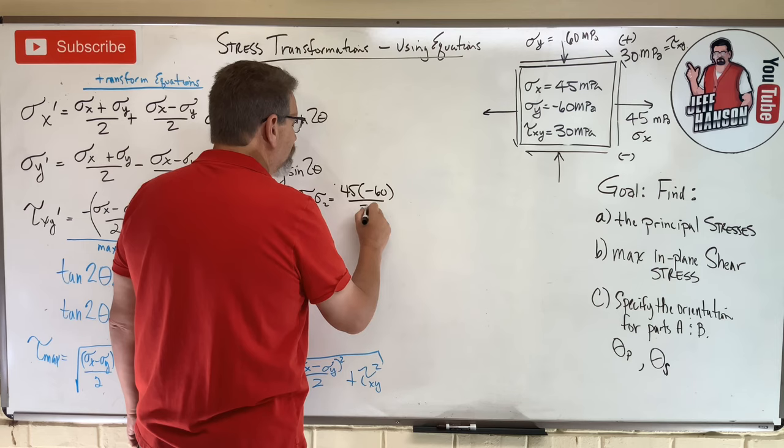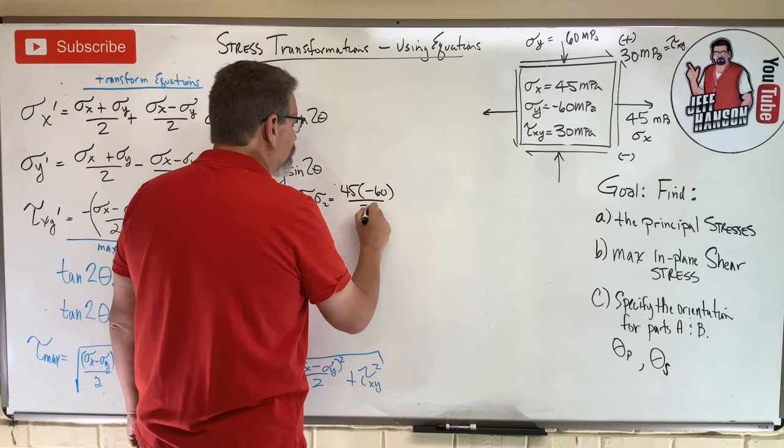Okay, calculator, what do you got for me here today? 45 minus 60 divided by 2 equals negative 7.5, plus or minus, what do we got over here? The square root of minus of minus turns into a positive, so that's 105 divided by 2, and then squared, plus 30 squared equals 3656.25, and then I'm going to square root that. The answer equals 60.47.